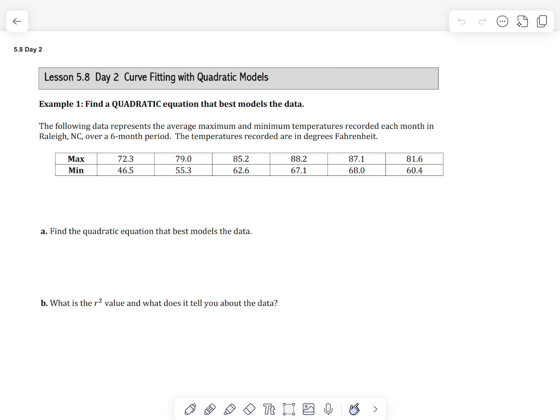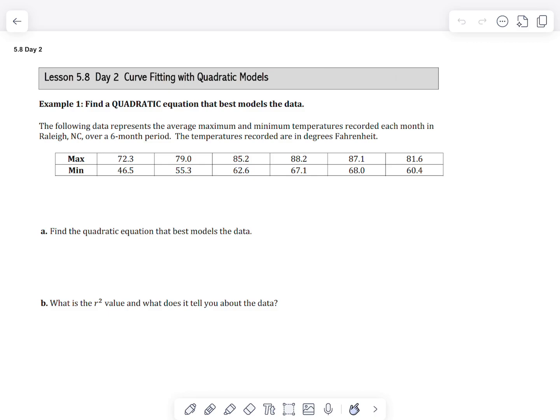Right, here's an example on a quadratic model where we want to create a function. The following data represents the average maximum and minimum temperatures recorded each month in Raleigh, North Carolina over a 6-month period. The temperature recorded is in degrees.